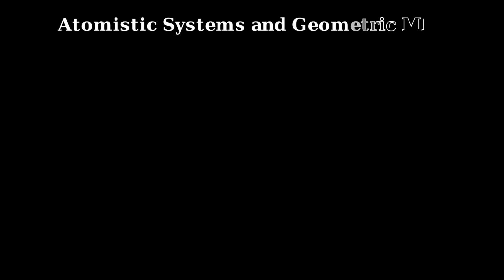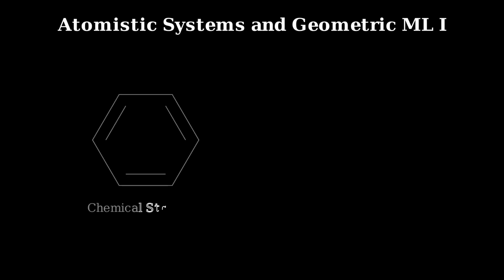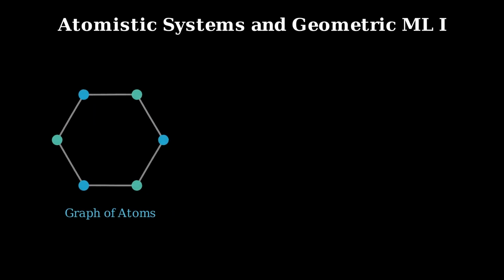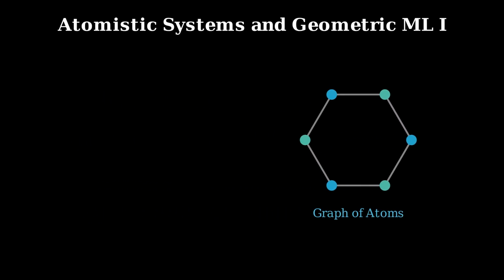We further explore how geometric machine learning is revolutionizing our understanding of atomistic systems. Traditionally, we represent molecules using 2D chemical structures. However, for machine learning, it is much more powerful to view them as 3D graphs of atoms, where nodes are atoms and edges represent their interactions.